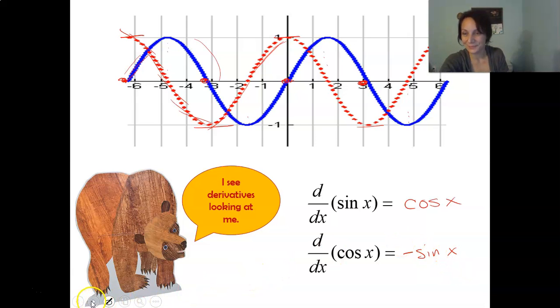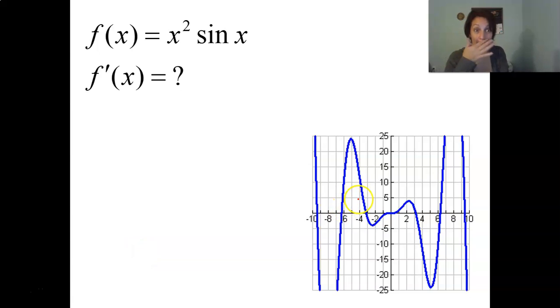Pretty cool. All right, so what we're going to do, now that we know the derivatives of trig functions, is start taking some derivatives that involve trig functions. So maybe they'll ask us just what's the derivative of sine, but probably not. What we see is them showing up in more complicated functions.